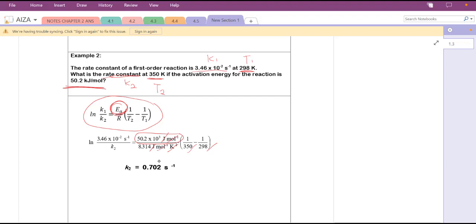Given in kilojoule per mole, we need to convert that into joule. How to convert? Times 10 to the power of 3. In the equation, you need to use joule. So we press the calculator and your answer should be 0.702 per second. k1 and k2 have the same unit because this is the same experiment but at different temperatures. The experiment is still the same, still first order. Only the temperature changes.